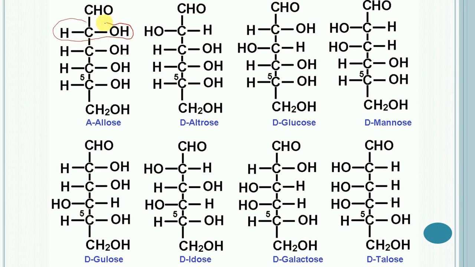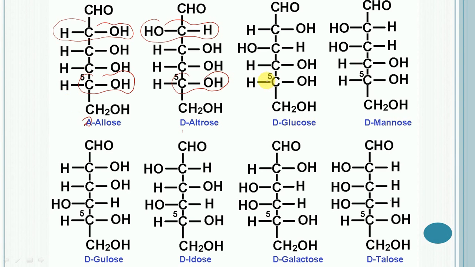lying on the right hand side, so it is D-allose, and in the second case the hydroxy group that is lying on the left hand side, so it is D-altrose. In both these two cases, carbon number 5 has the hydroxy group on the right hand side, so it will have D configuration.